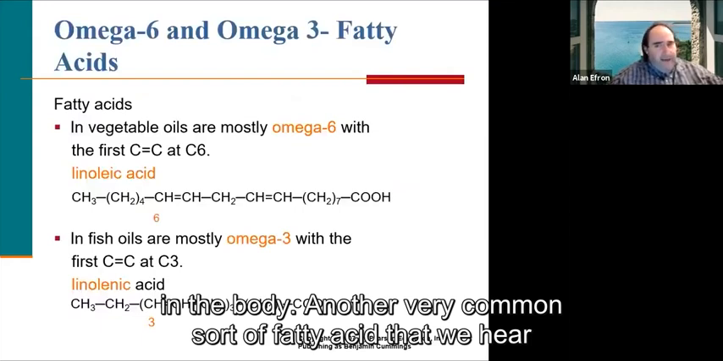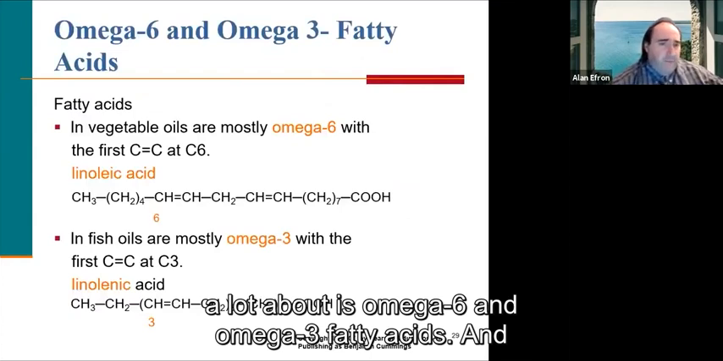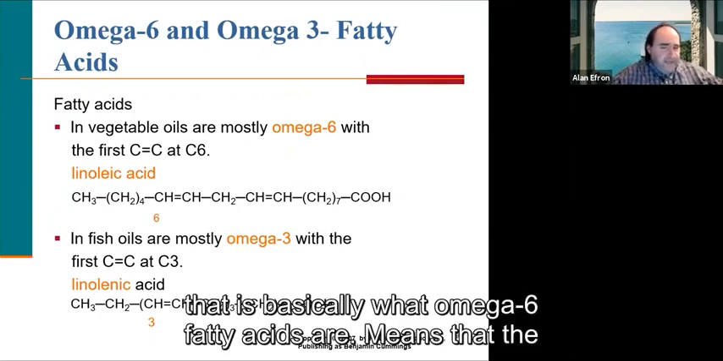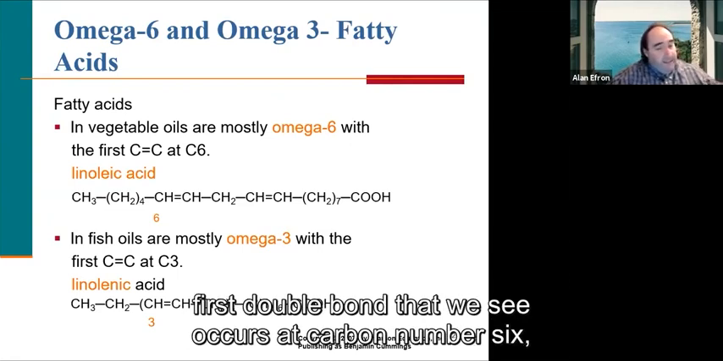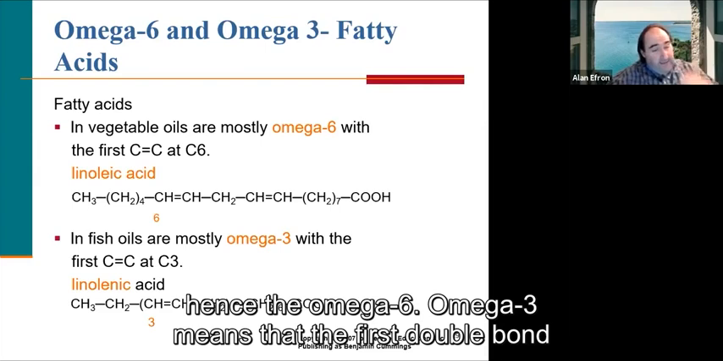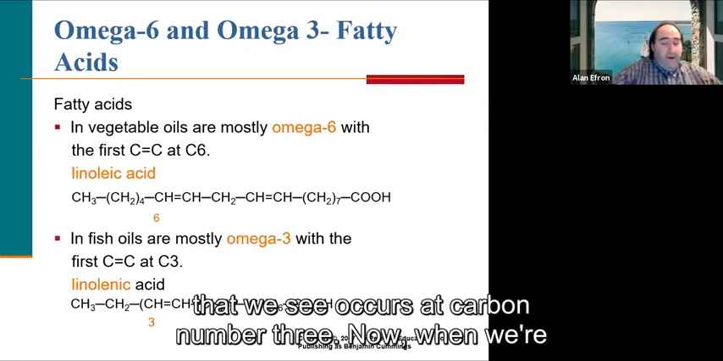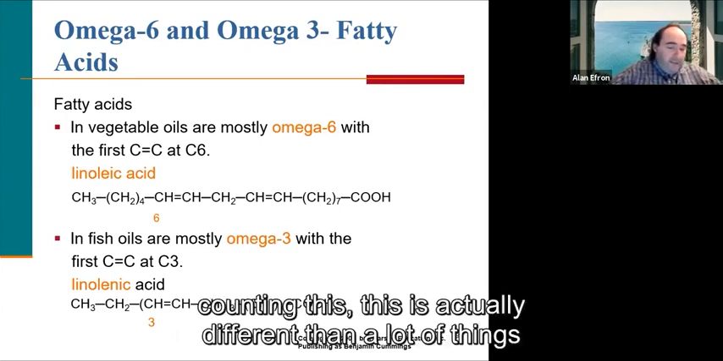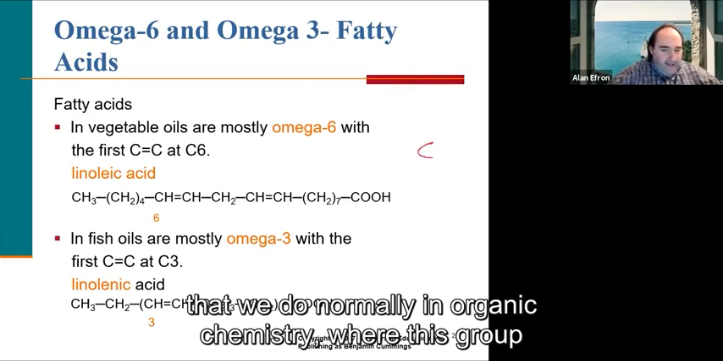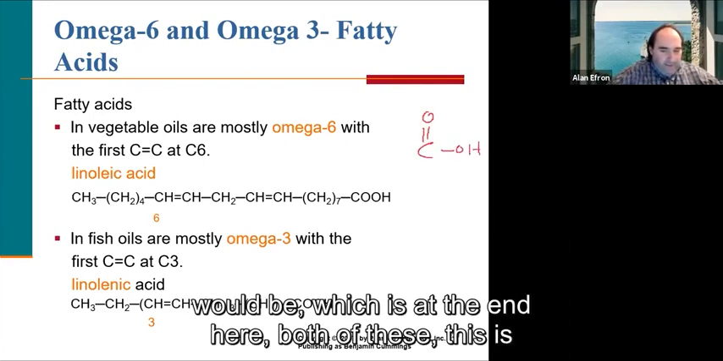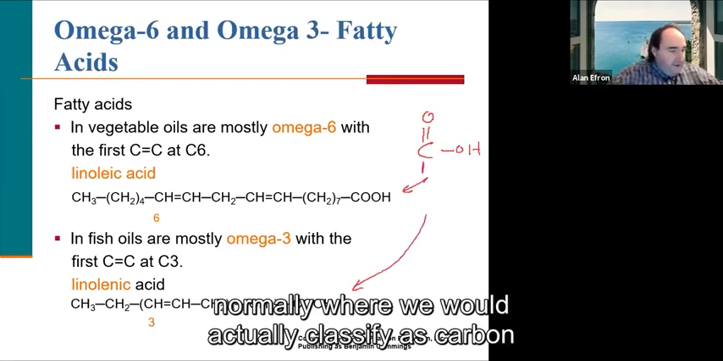Another very common fatty acid that we hear a lot about is omega-6 and omega-3 fatty acids. Omega-6 means that the first double bond that we see occurs at carbon number 6, hence the omega-6. Omega-3 means that the first double bond that we see occurs at carbon number 3. Now, when we're counting, this is actually different than a lot of things that we do normally in organic chemistry, where this group at the end here on both of these is normally where we would classify carbon number 1.